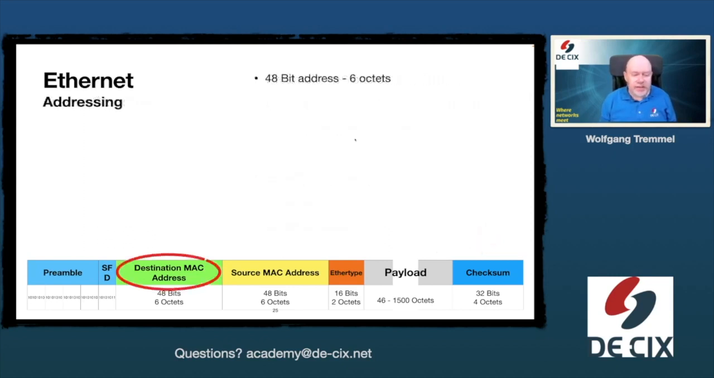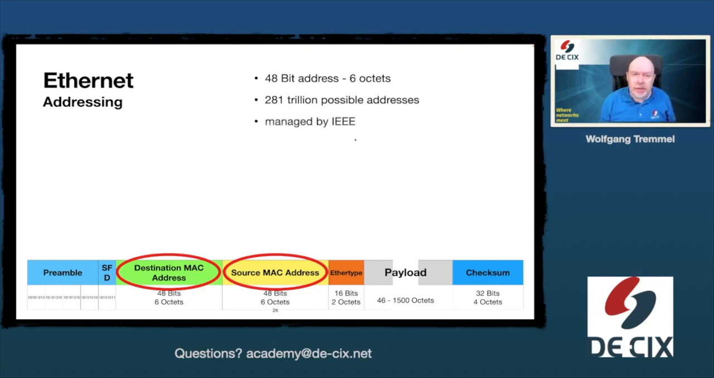Talking about Ethernet addresses, like I said, we have a destination address and a source address. These addresses are 48 bits, that's 6 octets long, so that's quite a lot of addresses available. This address space is managed by the IEEE. If you're a hardware vendor building Ethernet cards, you have to purchase blocks of addresses to burn into your Ethernet hardware.